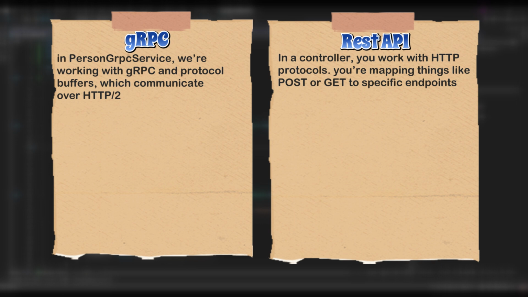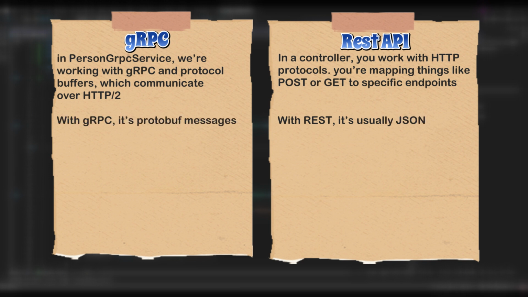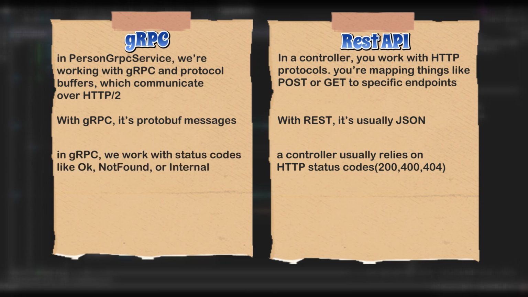Another difference is how we send and receive data. With REST, it's usually JSON, while with gRPC, it's these structured protobuf messages that you saw earlier in the proto file. And for handling errors, a controller usually relies on HTTP status codes, but here in gRPC we work with status codes like OK, not found, or internal. But fundamentally both are doing the same job, taking a request, processing it, and sending a response.